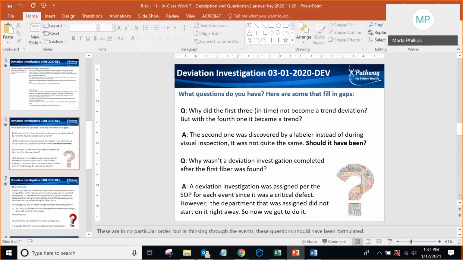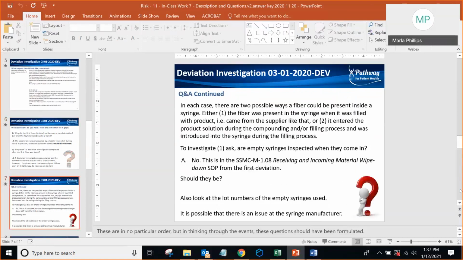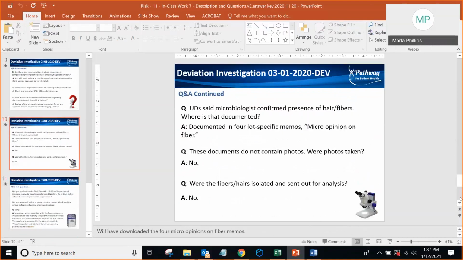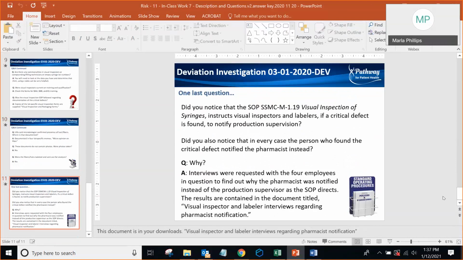So then the next part of the assignment is, well, what questions would you have or do you have? And so you're basically looking at those to see if they're logical and showing curiosity. Here are just some examples of questions, and then also some answers that the instructor put together. So the rest of the slides are just the Q&A that they could have come up with, or to give you some idea of what the students could have thought of.